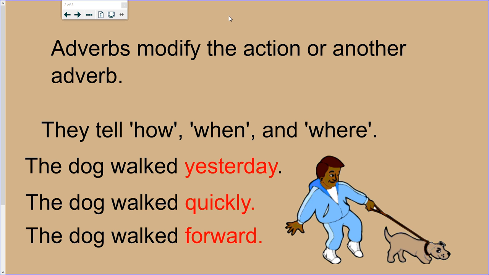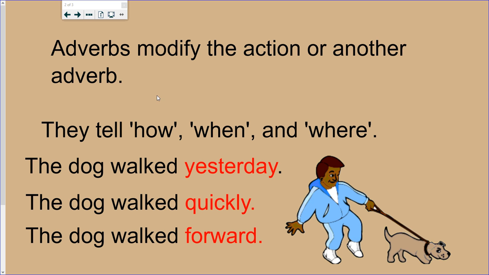So adverbs modify the action or another adverb. They tell how, when, and where. So when we look at this, we have the dog walked yesterday. The dog walked quickly. The dog walked forward.